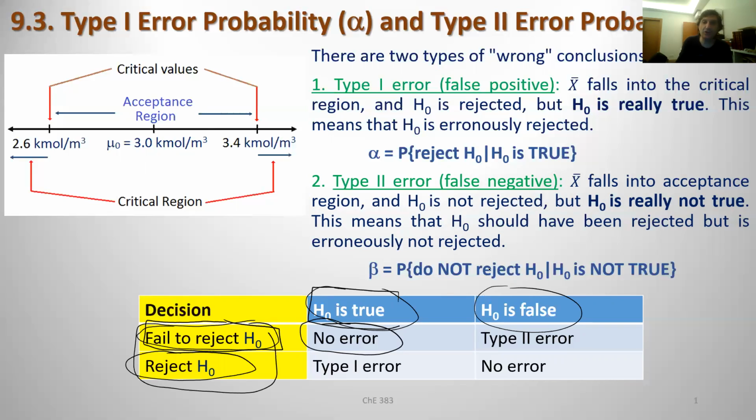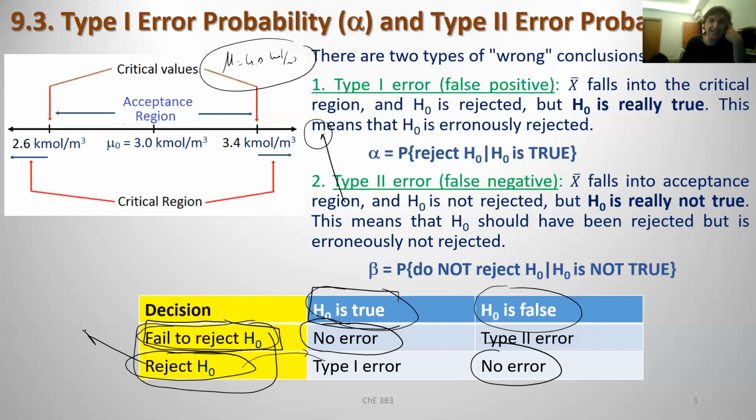Similarly, H0 now is false, so mu is equal to some other value. Mu has increased to 4.0 kilomoles per meter cube. Of course, in reality we wouldn't know that, but this is just to understand what's going on. In this case, X bar, let's say, falls somewhere here, and we reject the null hypothesis, and it is correct that we reject it, therefore it's no error. This one, on the other hand, H0 is true, but we reject H0 erroneously, which is type 1 error, actually a false positive. Note that in tests, rejecting H0 is a positive.